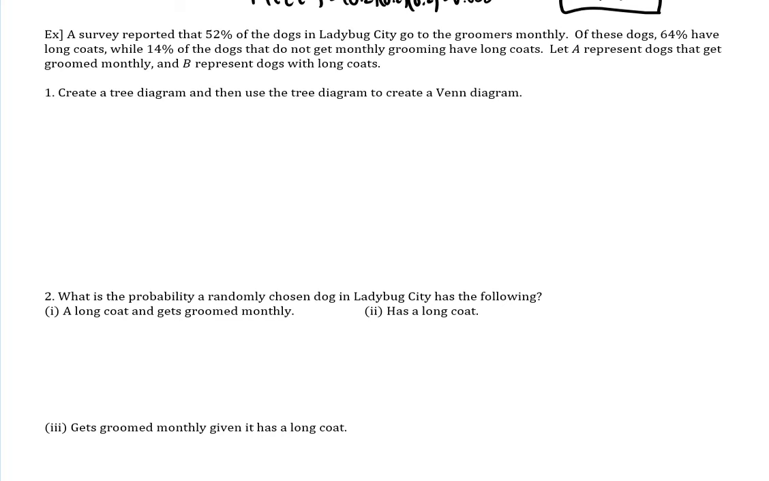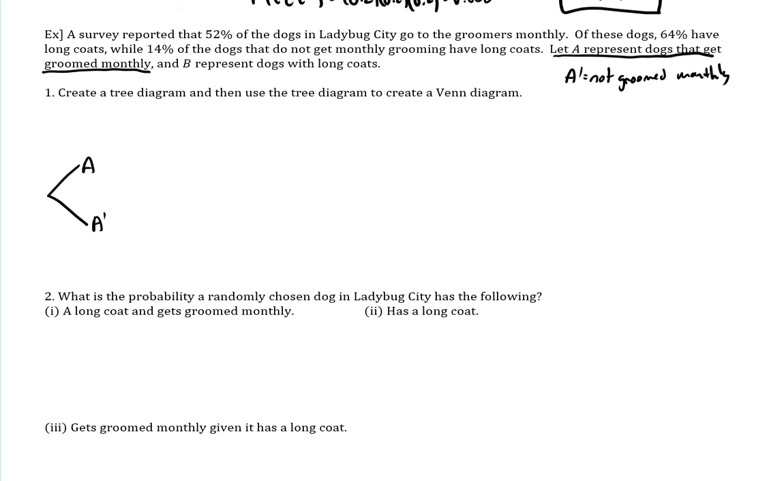So to create this tree diagram, if A represents the dogs that get groomed monthly, often you want to think about the opposites before going and setting everything up. So if A represents dogs that get groomed monthly, the complement of A would be the dogs that don't get groomed monthly. So this A prime here, the complement of A, is not groomed monthly. Okay, so that can help set us up the initial like that.